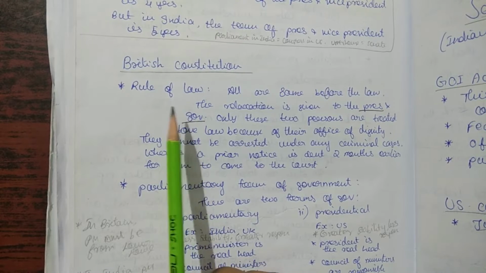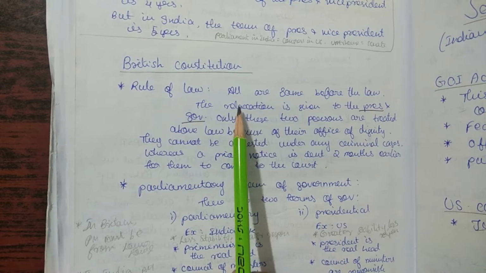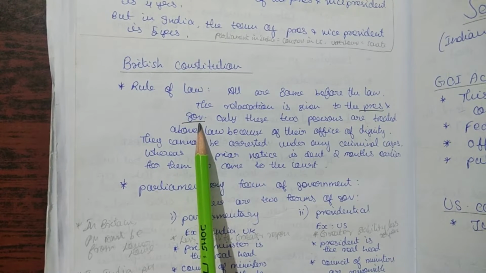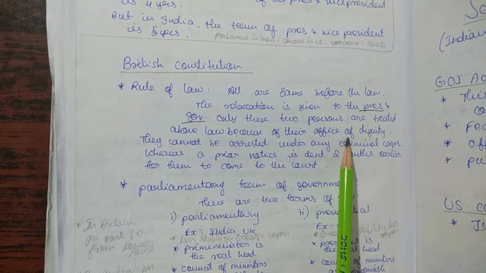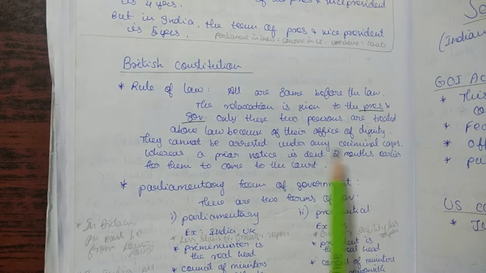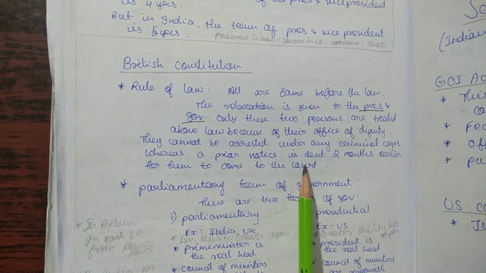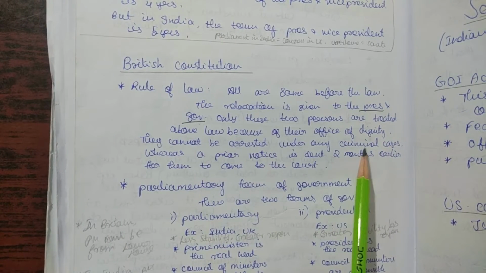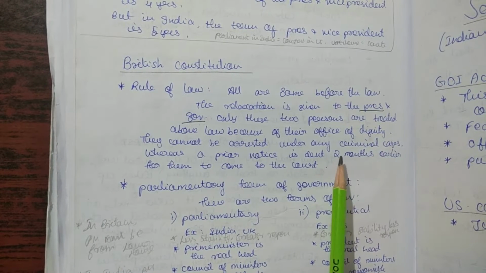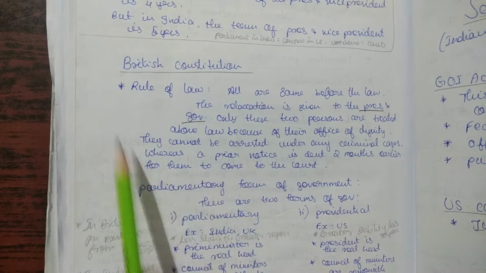Rule of law. What do you mean by rule of law? Rule of law means all are the same before the law. The relaxation is given to the president and governor. Only these two persons are treated above law because of their office of dignity. They cannot be arrested under any criminal case, whereas in a civil case a prior notice is sent 2 months earlier for them to come to the court. So this is the rule of law.